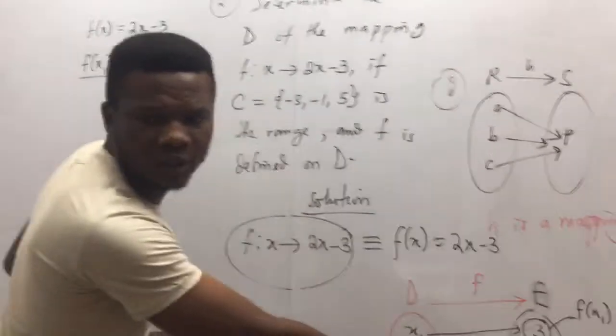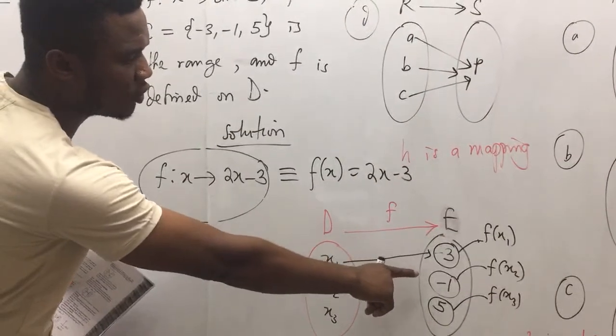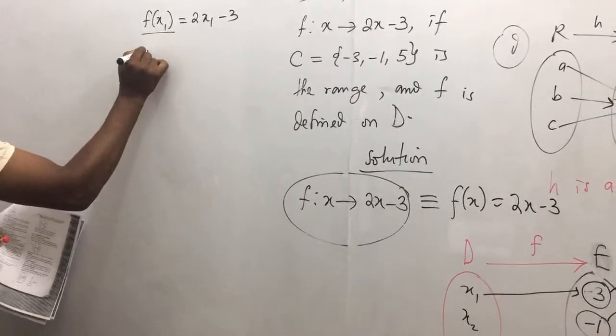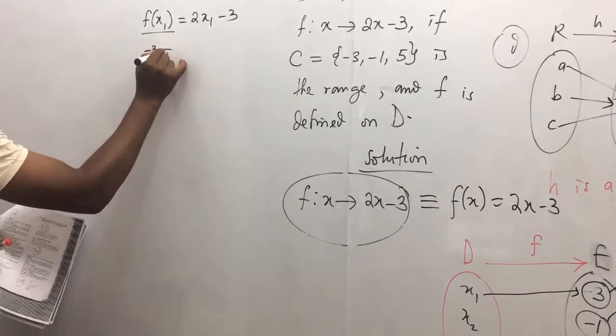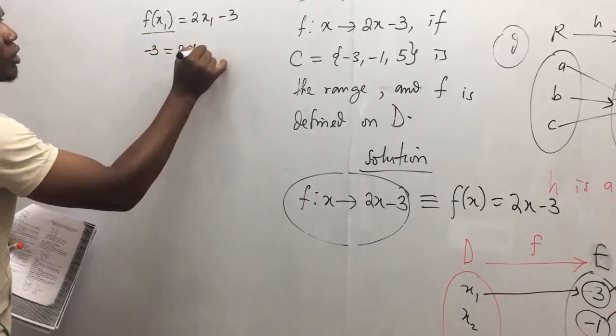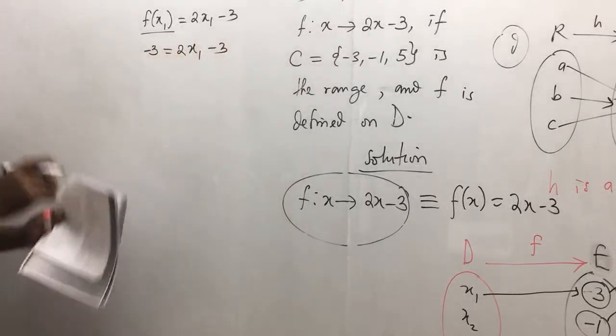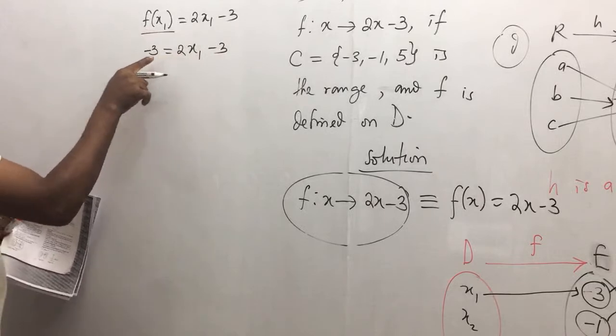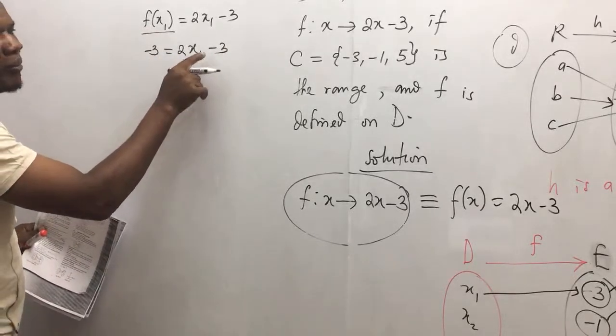What is your f of x1? It is -3. So come over here, you will put in place of f of x1, -3, and this will be 2x1 minus 3. You then solve.